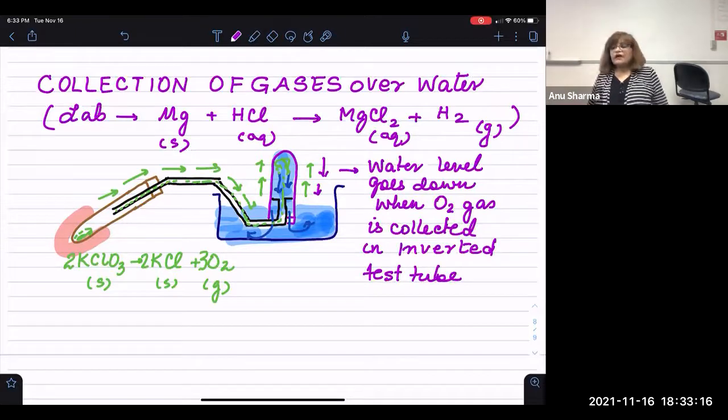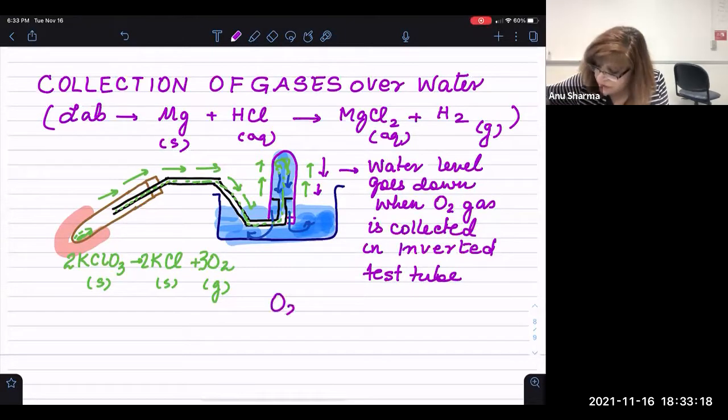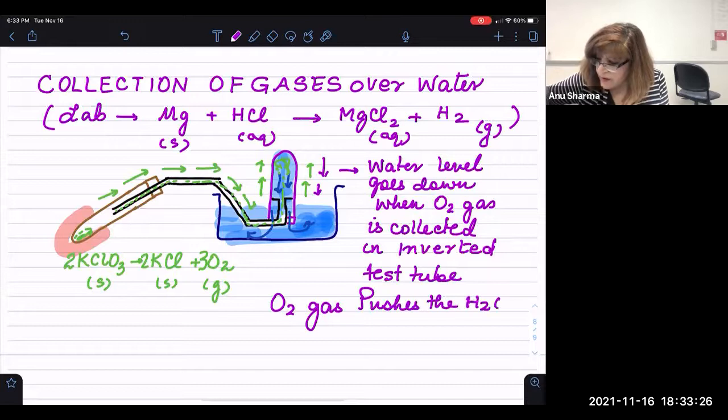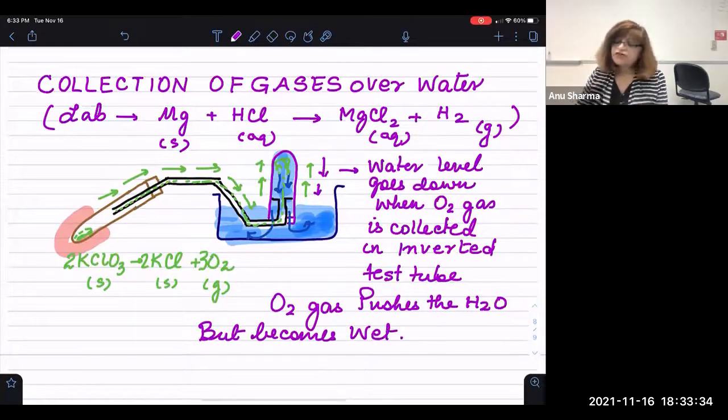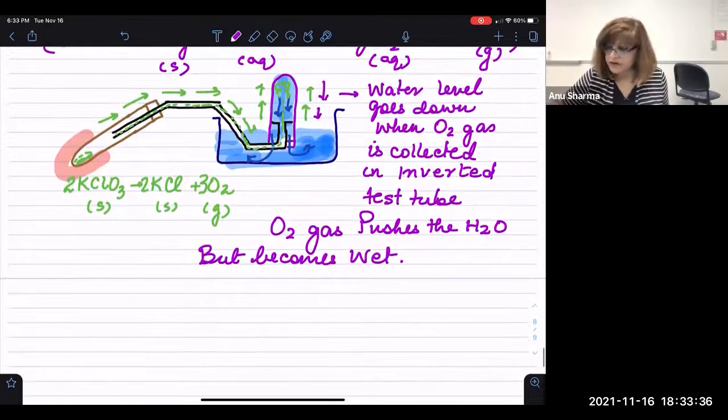Okay, so here the only thing is the oxygen gas pushes the water but becomes wet. Okay, so there is some water vapor attached to this gas we collect. And so we have to factor that in.